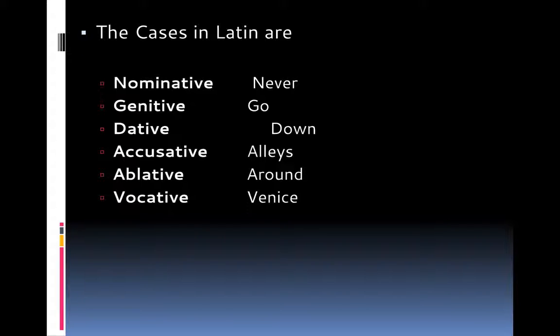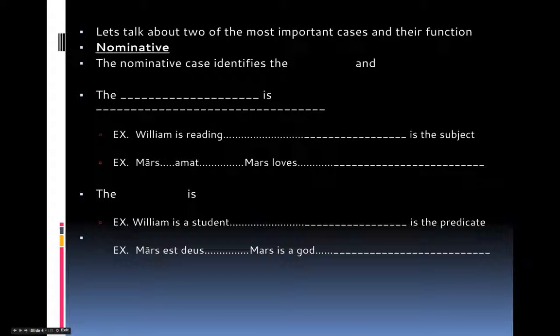We talked about the different cases: nominative, genitive, dative, accusative, ablative, and vocative. You basically just need to start memorizing these names because you're going to be seeing them all over the place. This is a nice little acronym to help you remember them. Okay, so the two cases. The nominative case identifies the subject and something called the predicate.